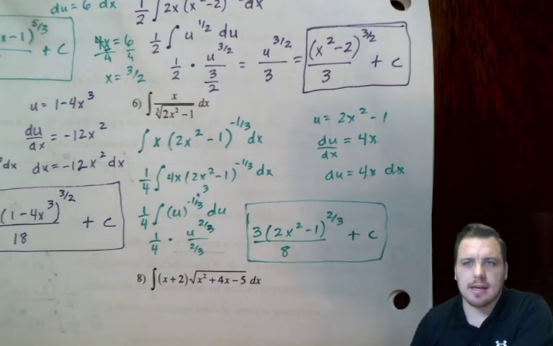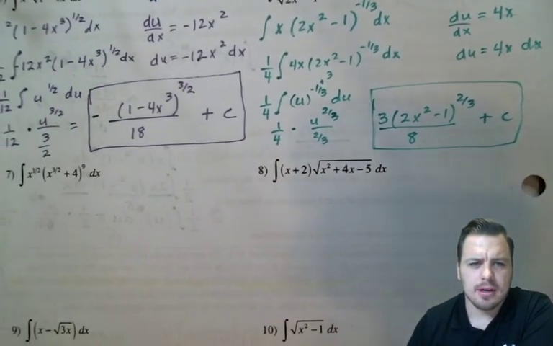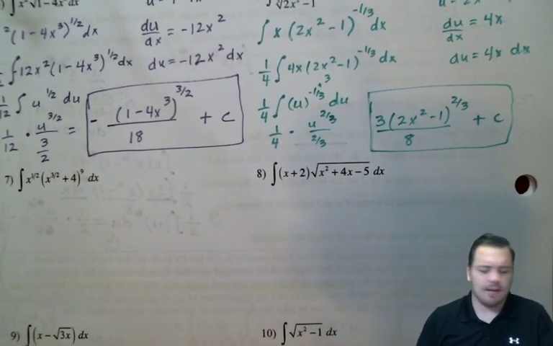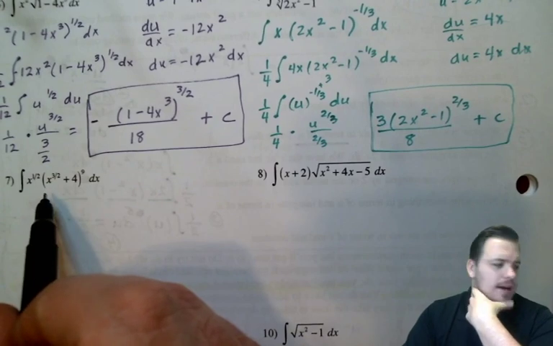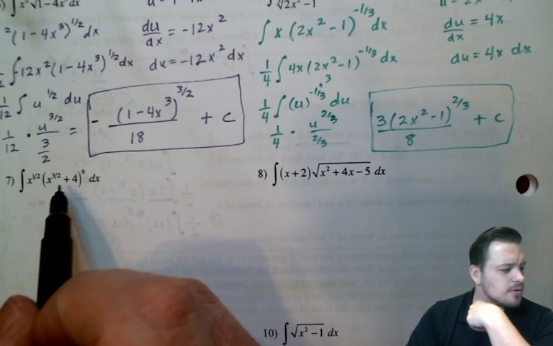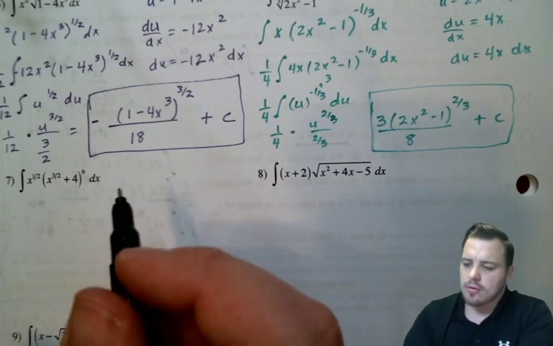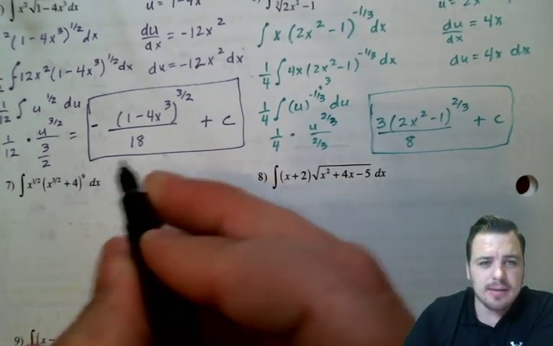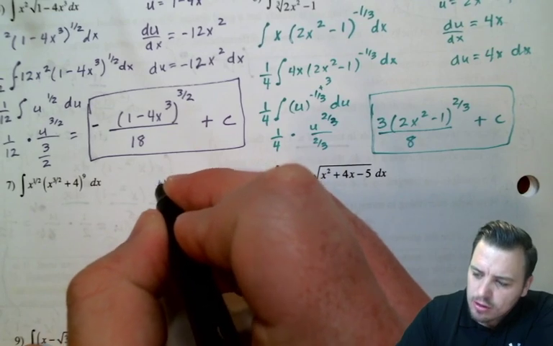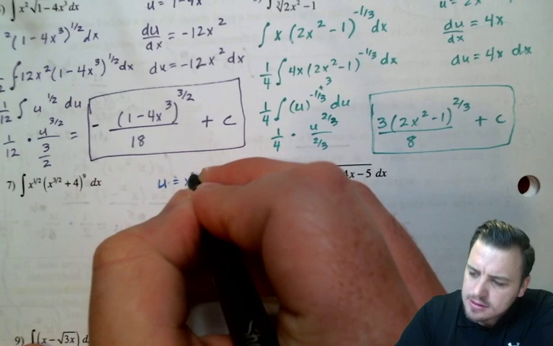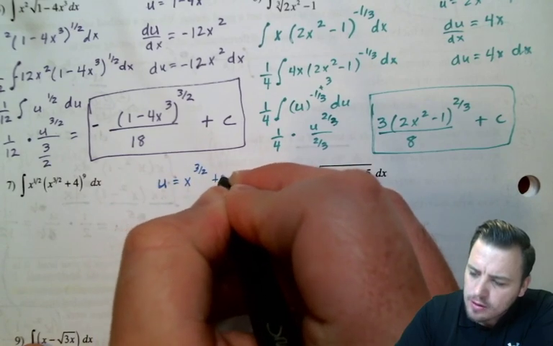All right, let's keep chugging along, guys. Looking at number 7. We have x to the 1/2 times x to the 3/2 plus 4, to the 9th power. My u is 99% of the time in the parentheses. So u is equal to x to the 3/2 plus 4.